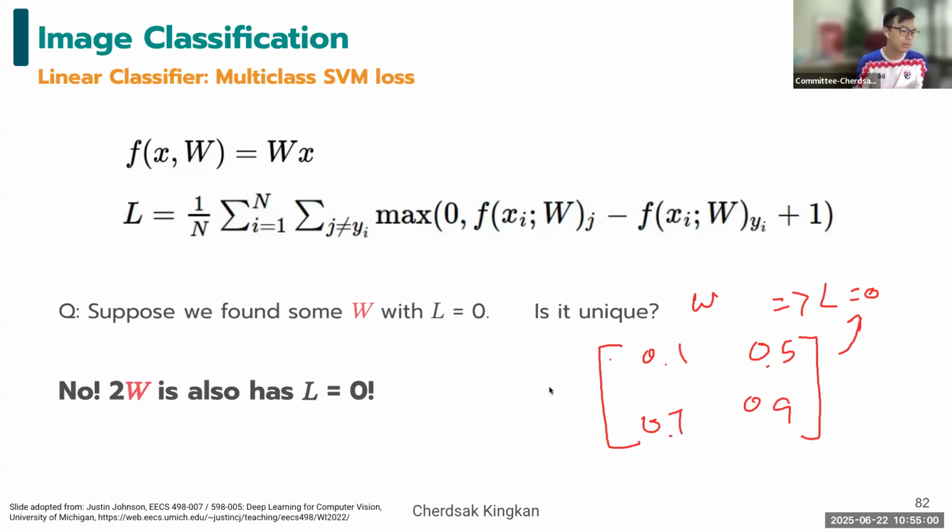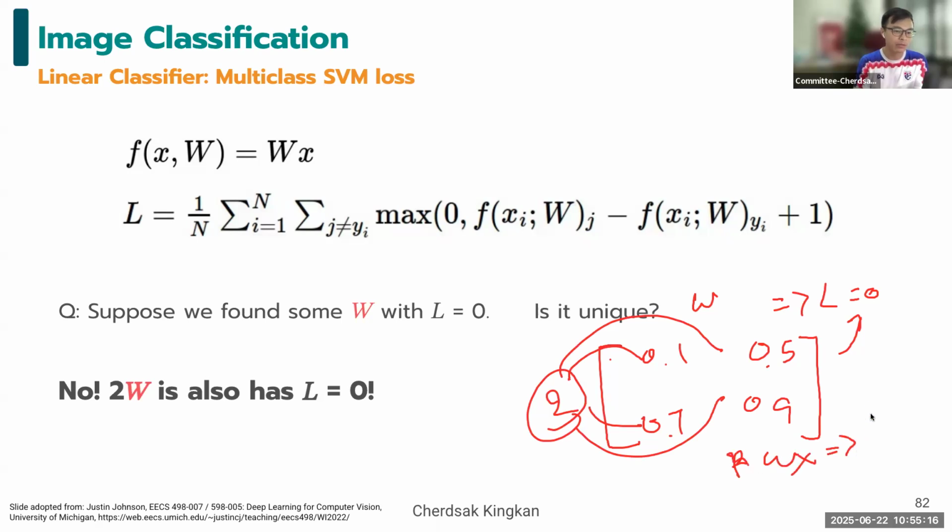So we can simply multiply this with any number, right? Any number, or we can scale it by 2. So we multiply each number by this, and then we perform the Wx again. We will simply get a loss equal to 0 also. All right. Because it's just a scaled version of that.